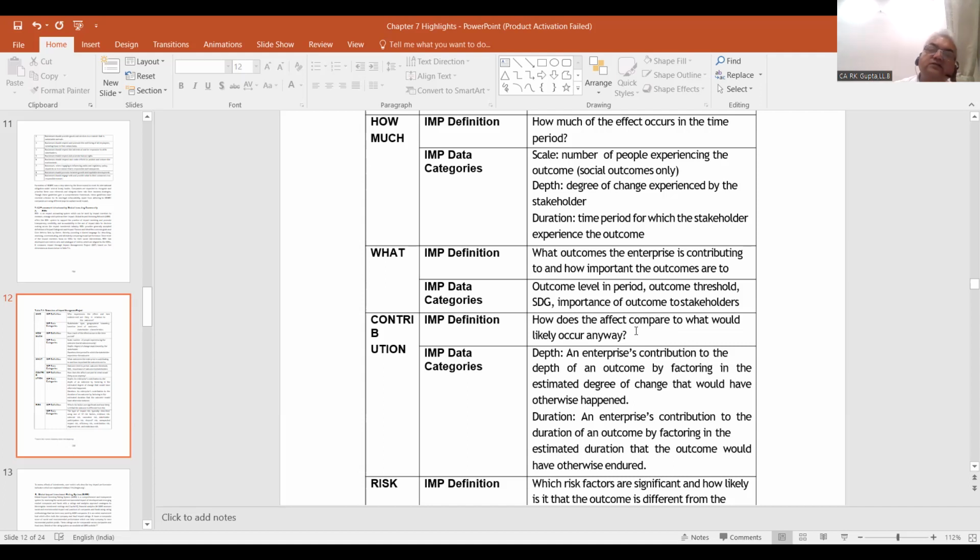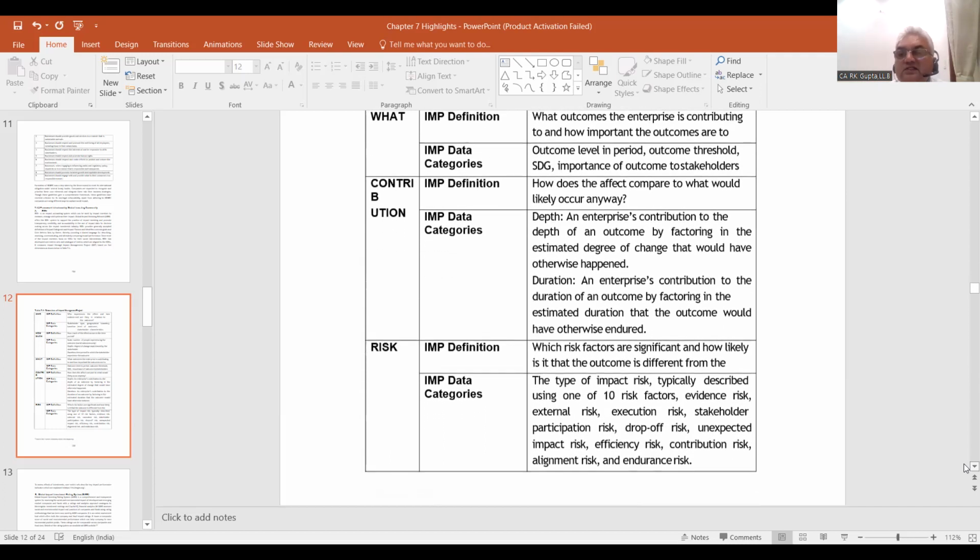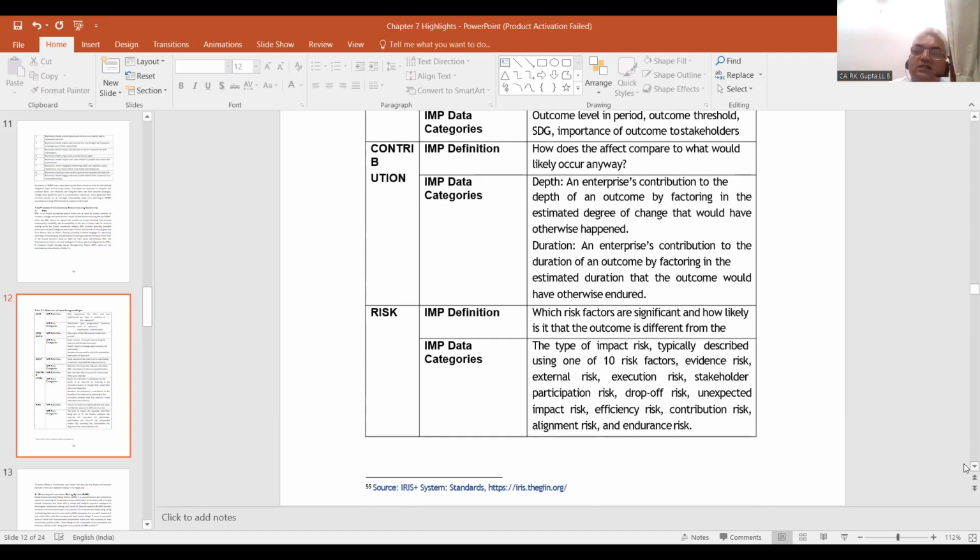So because of what we are doing, how much is being contributed. Depth: important data categories are an enterprise's contribution to the depth of an outcome by factoring in the estimated degree of change that would have otherwise happened. Duration: an enterprise's contribution to the duration of an outcome by factoring in the estimated duration that the outcome would have otherwise endured. Then comes Risk: which risk factors are significant and how likely it is that the outcome is different.